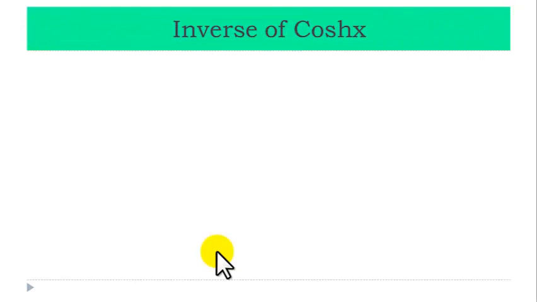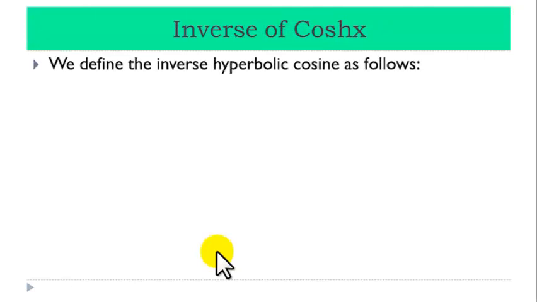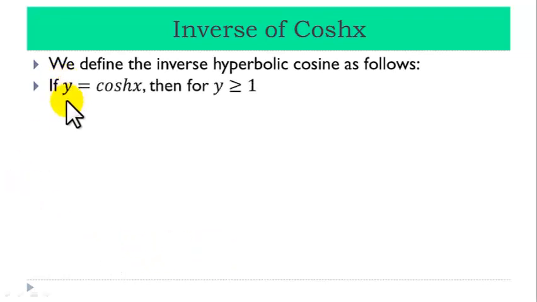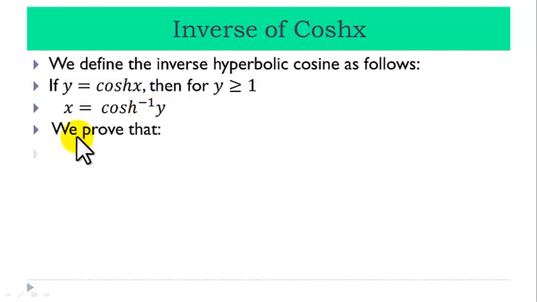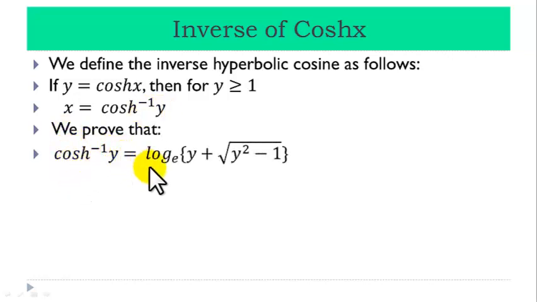The inverse of the cosh x function. We define the inverse hyperbolic cosine as follows. If y equals cosh x, then for y greater than or equal to 1, x is equal to arccosh y. We prove that arccosh y is equal to the natural log of y plus the square root of y squared minus 1.